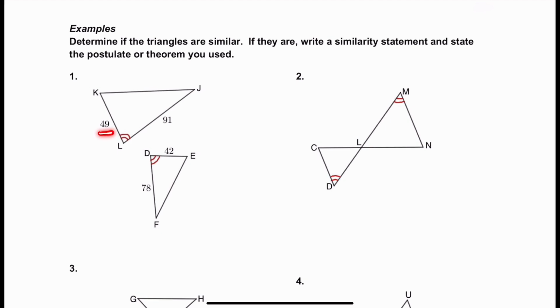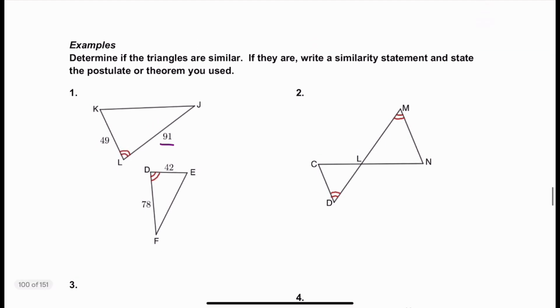So I'm going to take 49 and 91. Those are both on the first triangle. I'm going to put those in the numerator and set them equal. Now 49 is the smaller of the two side lengths, so it is going to go with 42, which is also the smaller of the side lengths. So 42 is going to go under 49, and since 78 is the bigger of the two, it's going to go under 91. Now I want to see if these are proportional.